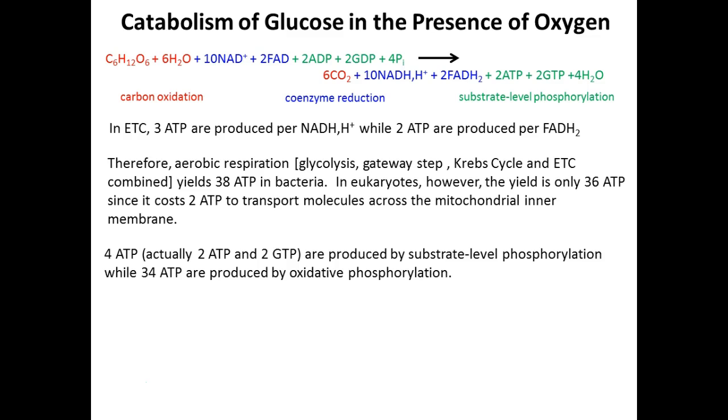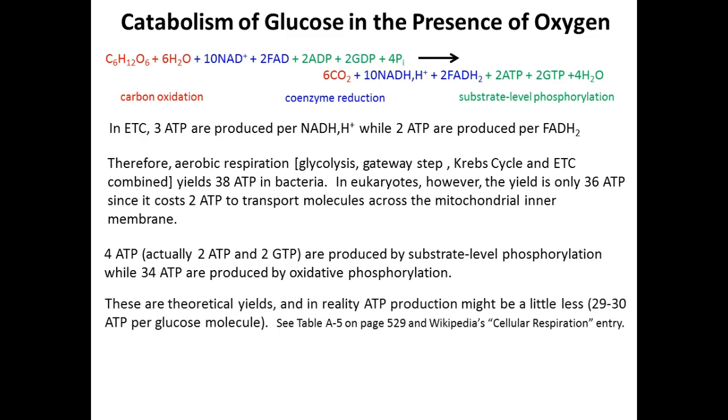34 of that number comes directly from the electron carriers carrying those electrons to the electron transport chain, and producing ATP through oxidative phosphorylation. So these are theoretical yields, right? In reality, though, it might be a little less, about 29 to 30 ATPs per molecule of glucose.